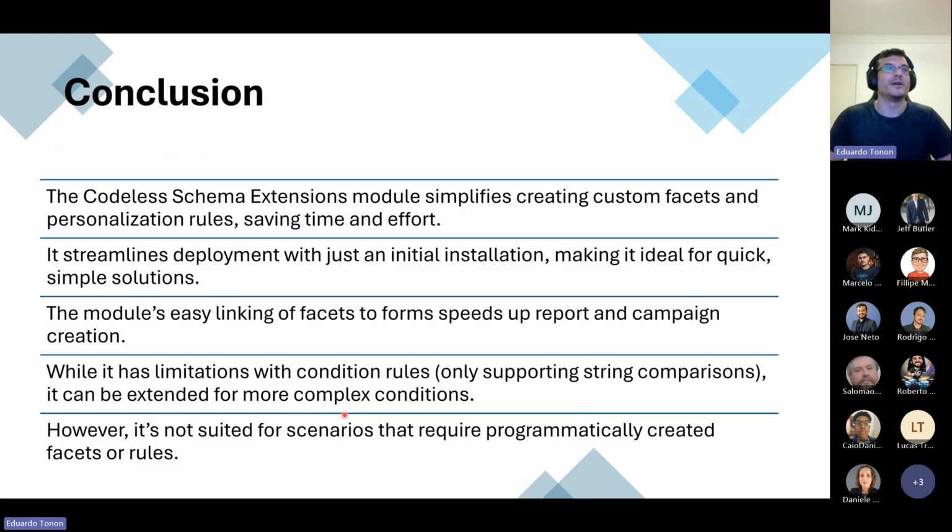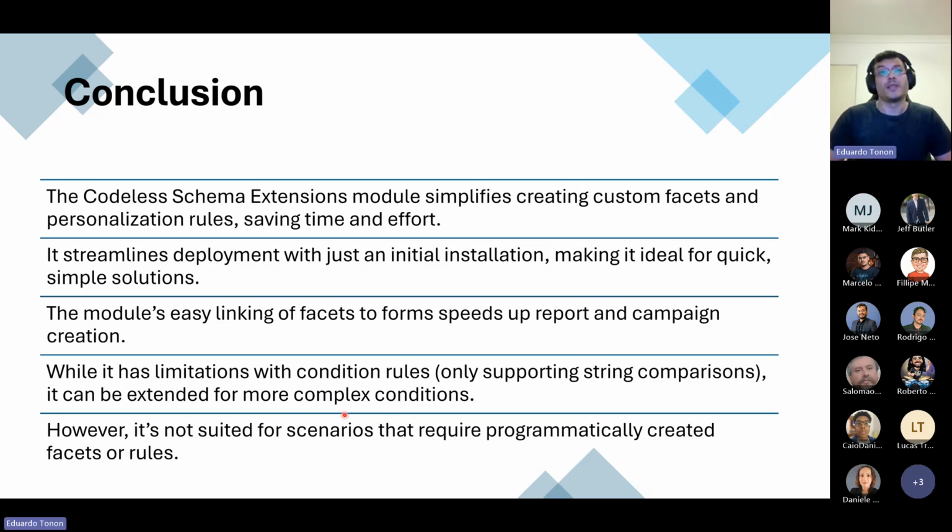So here we have my conclusion. The Codeless Schema Extension model simplifies creating custom facets and personalization rules, saving time and effort. It becomes much simpler to do using this model, because whoever already created custom facets programmatically knows it's a pain sometimes, for testing too. So if you don't need to do it programmatically, you can save a lot of time and effort.